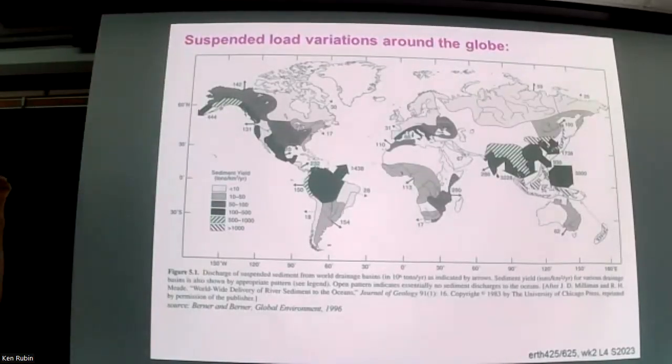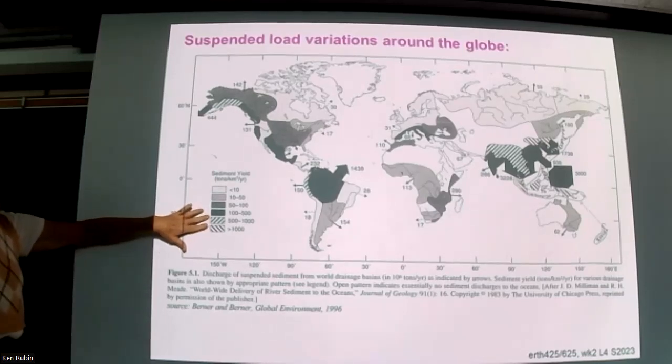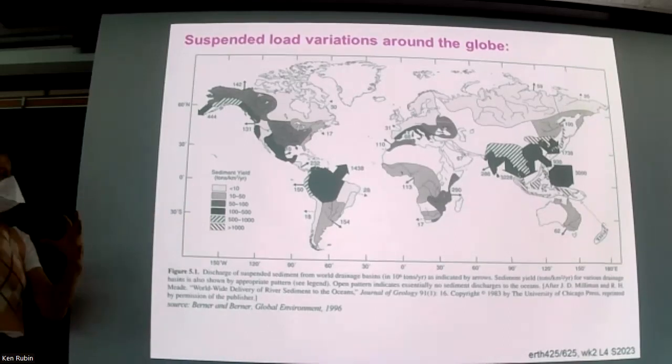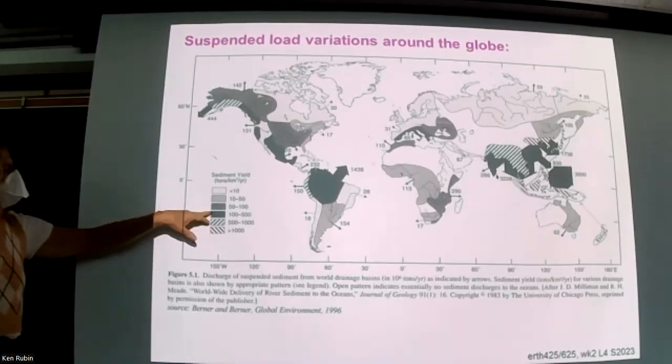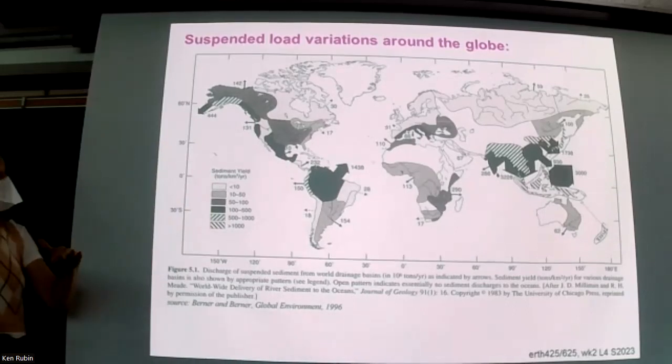So this is a map of suspended particle variation around the world. It's an older map, so I apologize for the ancient style of coloration. These stippled patterns are the places with the highest. Then black is the next highest, and then successive colors of gray are less and less and less.